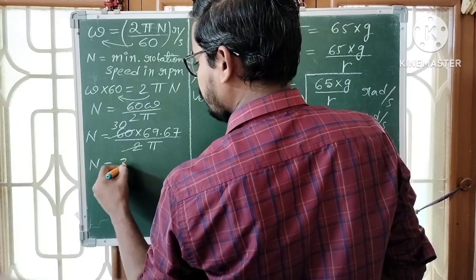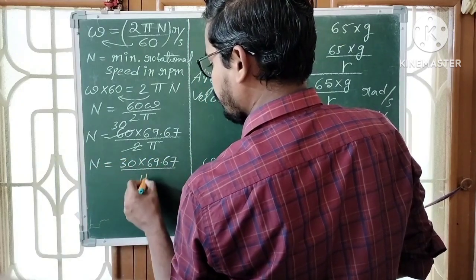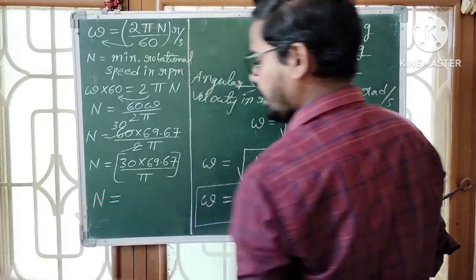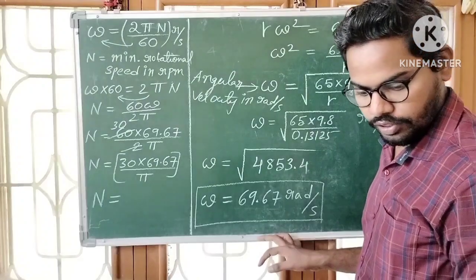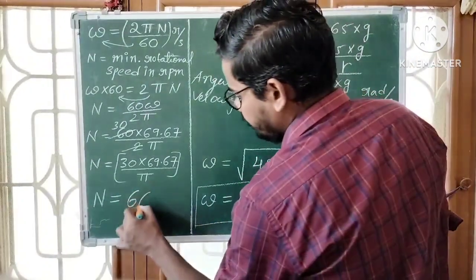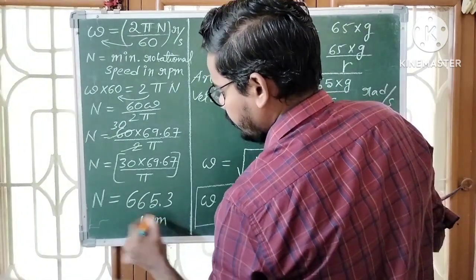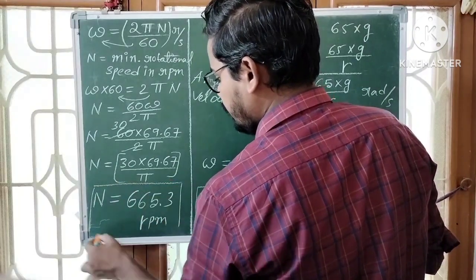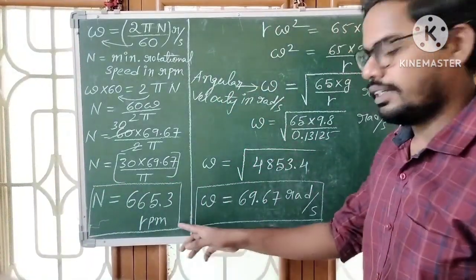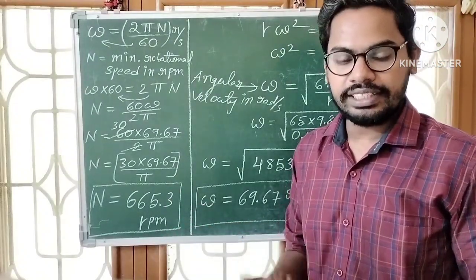2 ones are 2, 30s are 30. So N is equal to 30 into 69.67 by pi. If you calculate, you will get the minimum rotational speed N equal to 665.3 rpm, revolutions per minute. This is the minimum rotational speed of casting.